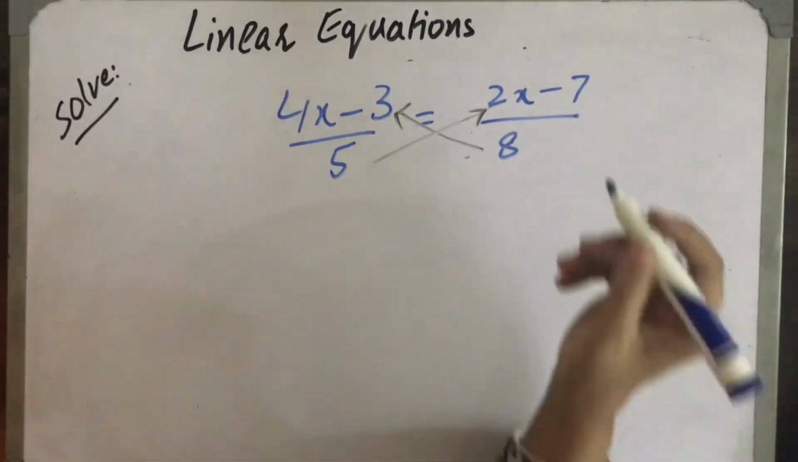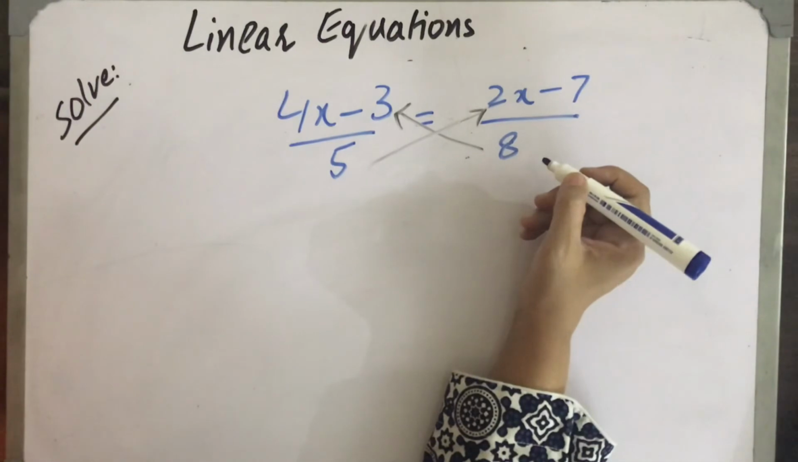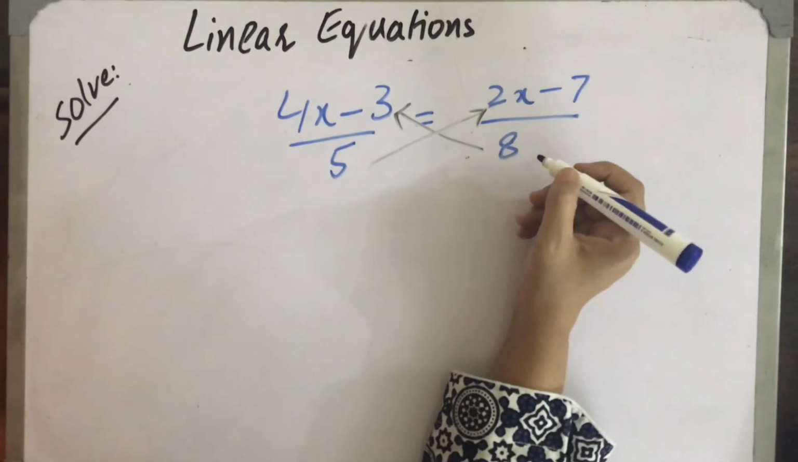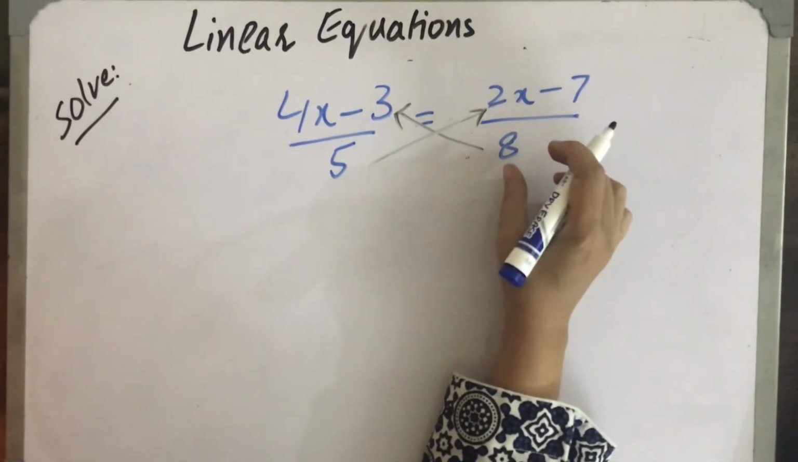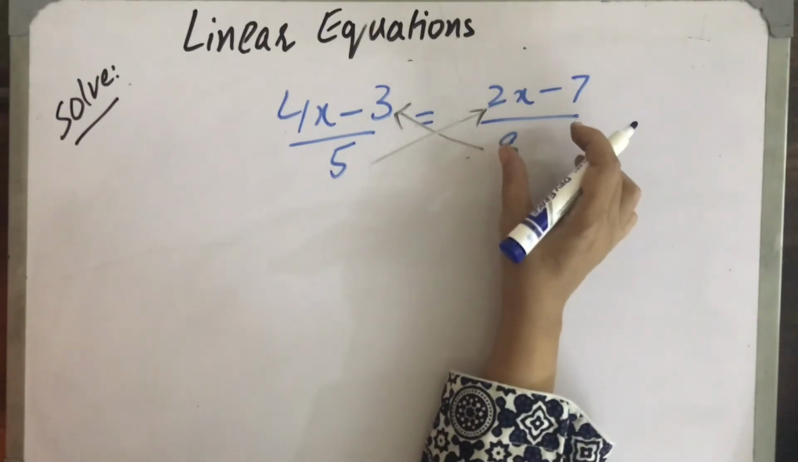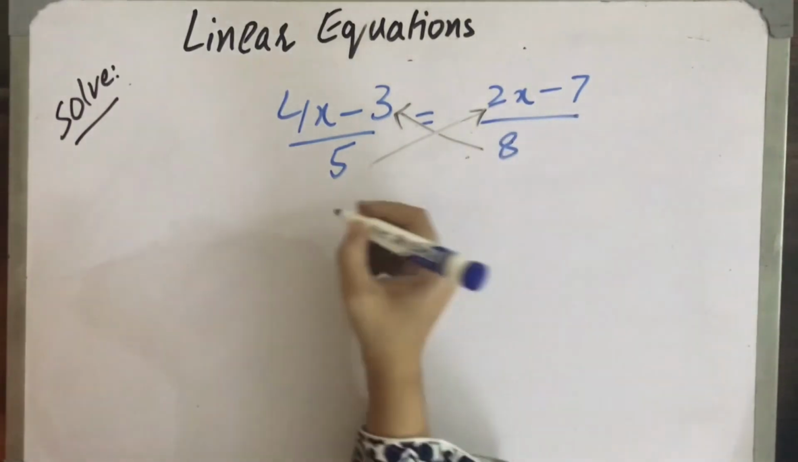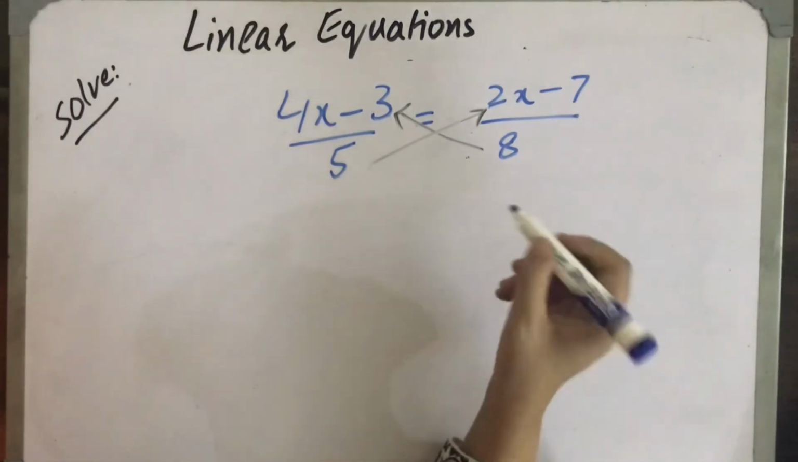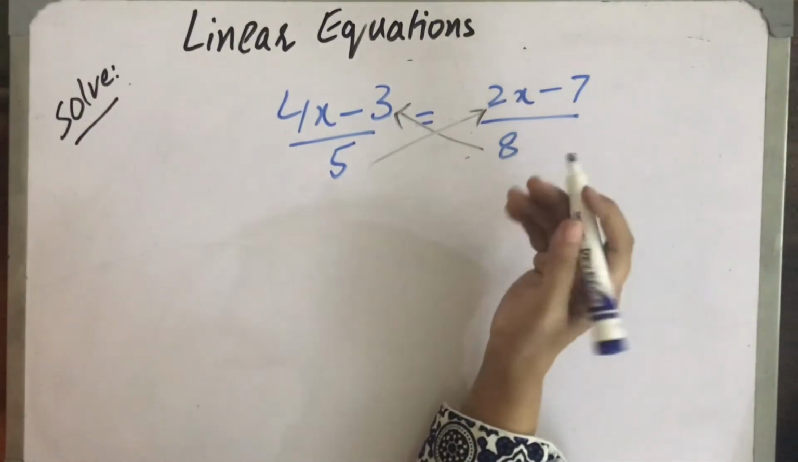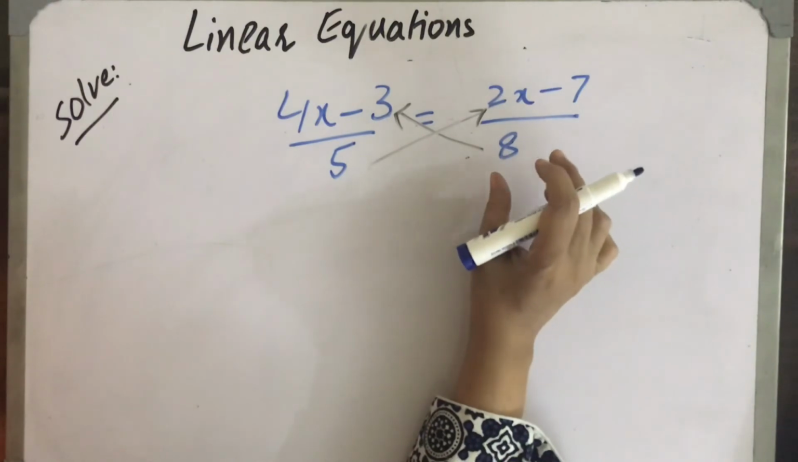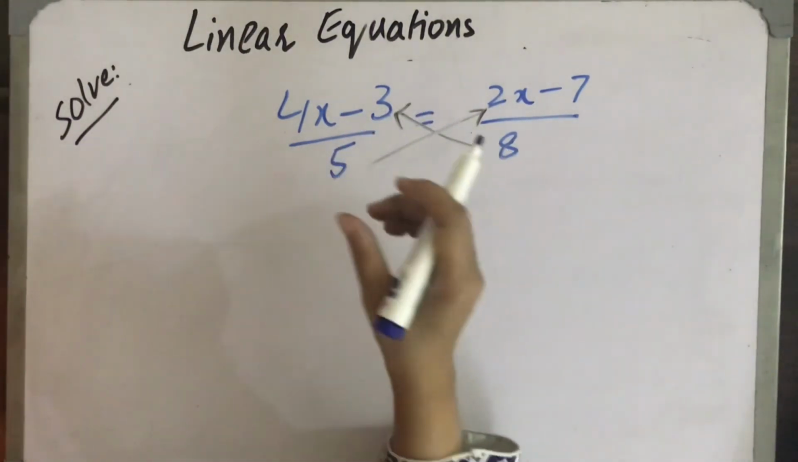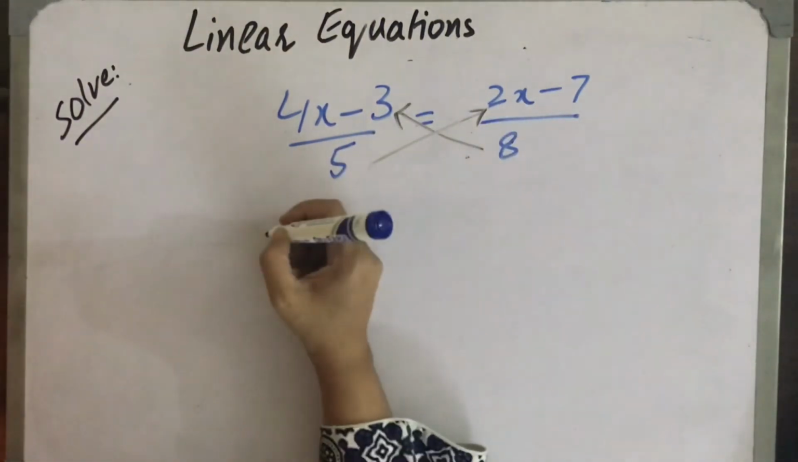Last question with cross multiplication. The difference in this question and in the previous question is, in this question we have a constant in the denominator and a variable in the numerator. In the last question we had a variable in the denominator and a constant in the numerator. So in both ways we have to cross multiply. We have to bring one denominator to the other numerator and the other denominator to the first numerator.